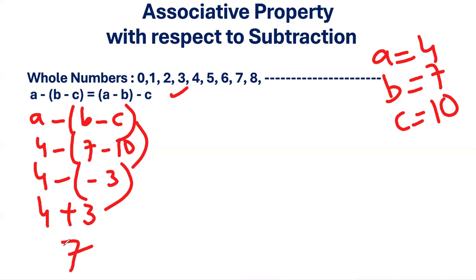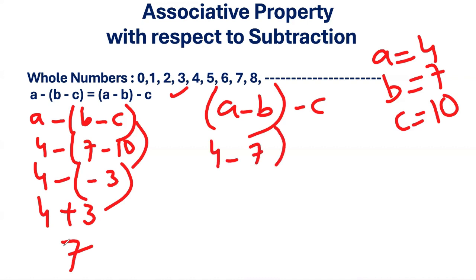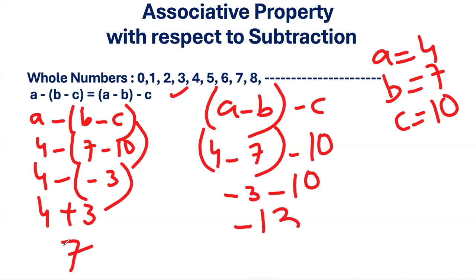Now substitute in the right-hand side of the property, A minus B in bracket minus C. A is 4, B is 7, and C is 10. 4 minus 7 is minus 3. Minus 3 minus 10 will give you minus 13, which is not equal to 7. 7 is not equal to minus 13. This property is not true. You can take any other example. This property is false, not satisfied.